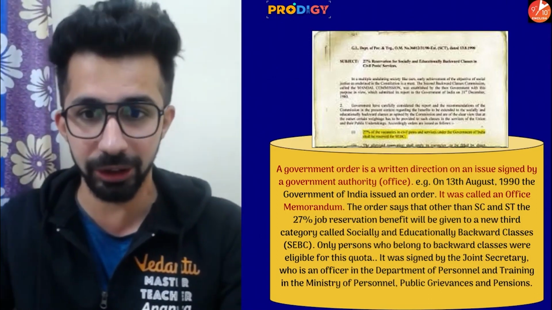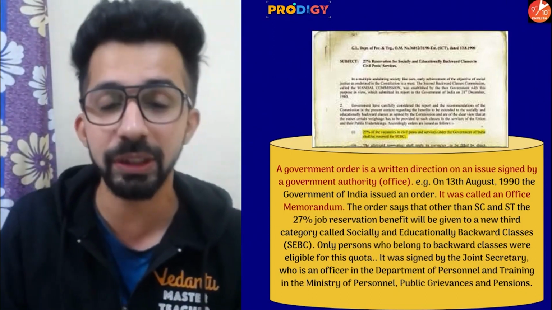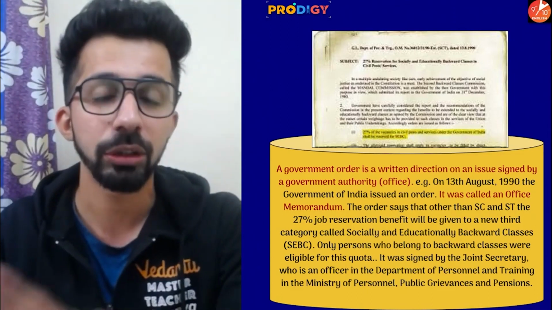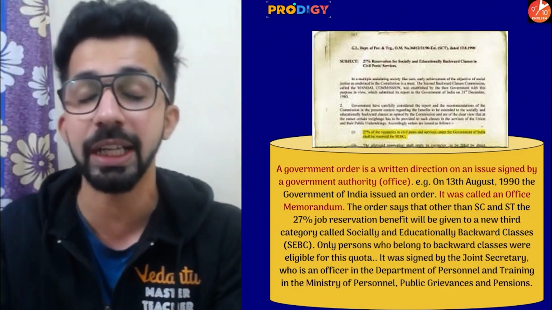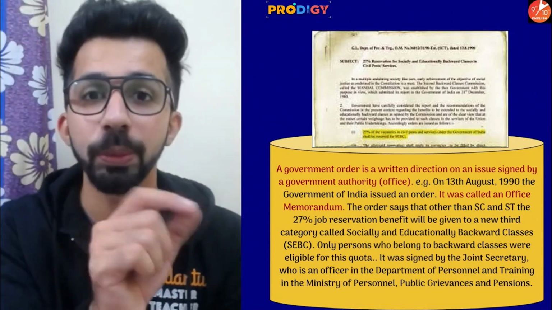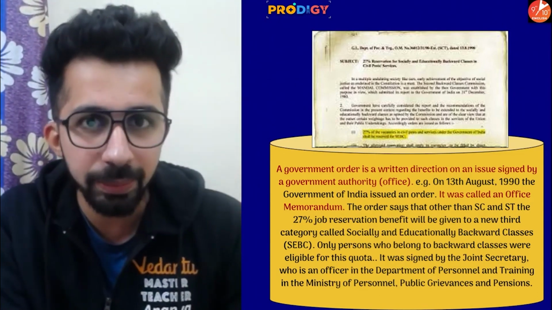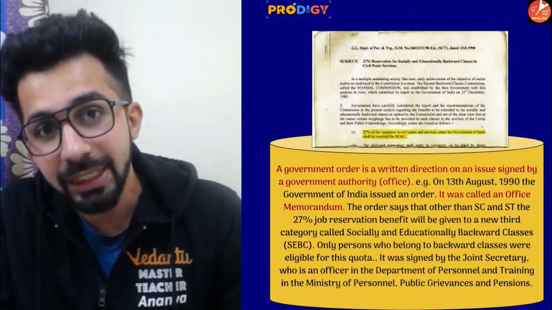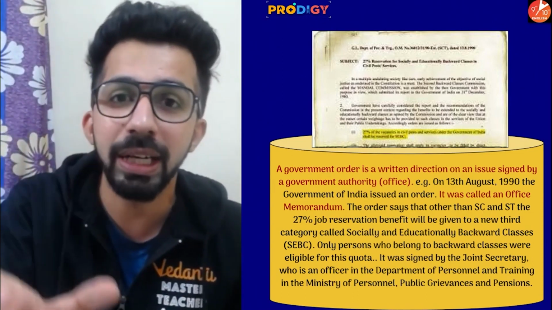27% job reservation benefit will be given to a new third category, which is SEBC, Socially and Educationally Backward Classes. Guys, SEBCs are nothing but OBCs. Means other than Scheduled Castes and Scheduled Tribes, 27% seats will be reserved for a new third category, people belonging to SEBC.